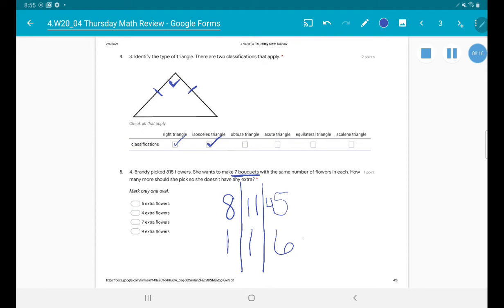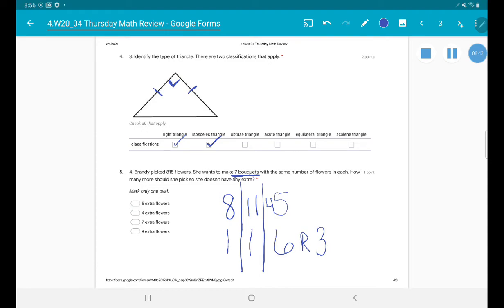So how many do I have left over? 4. No, 3. I have 3 left. It's 116 with a remainder of 3. But now let's go back and look at our question. It says, how many more should she pick so she doesn't have any extra? So if she has 3 extra and she needs 7, how many more flowers, Jacob?